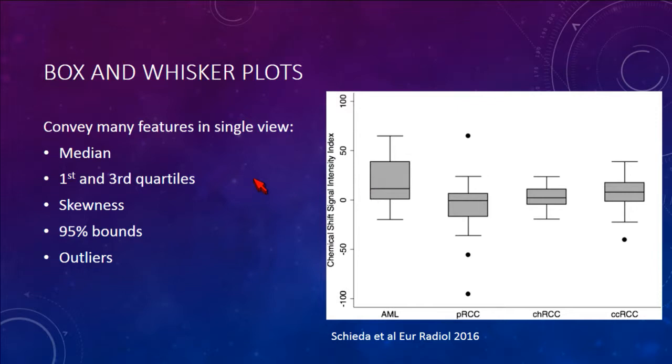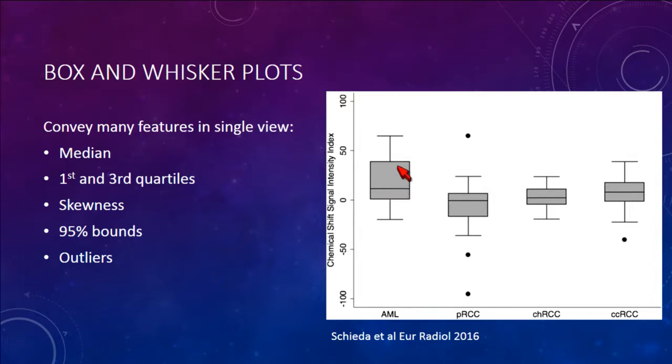Box and whisker plots play a very important role when you're dealing with non-normally distributed data. So this is another study looking at different flavors of renal tumors, AMLs and RCCs, and using chemical shift signatures. And with these box plots, you get quite a lot of data. So this central line depicts the median. The upper and lower ends of the box depict the first and third quartile boundaries.